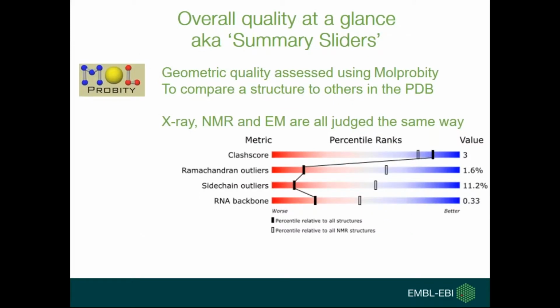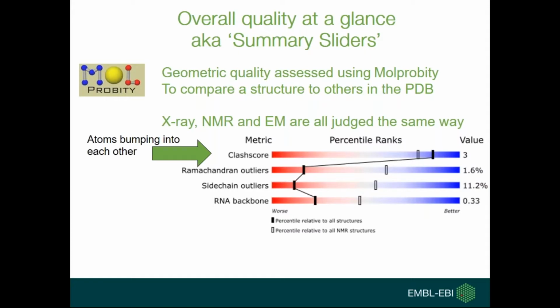So what do the summaries tell us? The quality of the geometry, the quality of the chemical structures in the PDB, is assessed using software called MolProbity, and that's used to compare a structure to others in the archive. And irrespective of the method used to determine the structure, whether it's X-ray, NMR, or electron microscopy, they're all judged the same way. This is good because chemistry is chemistry irrespective of how you look at it.